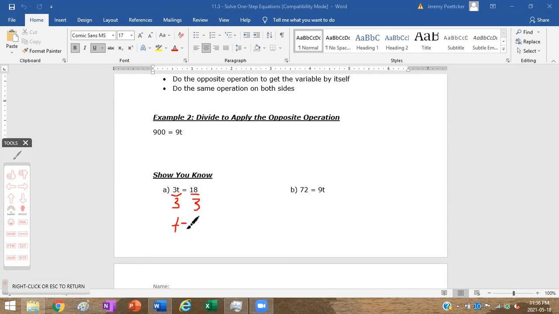18 divided by 3 is 6. Hopefully. All right, over here, I've got 9 times some number, so I'm going to divide both sides by 9. 9 divided by 9 is 1, so I've got t is all I got left over here. 72 divided by 9, that's 8.